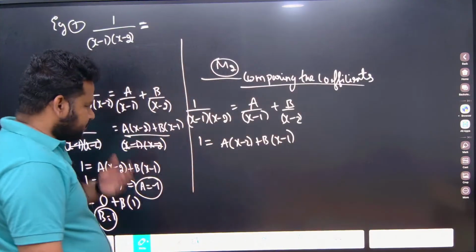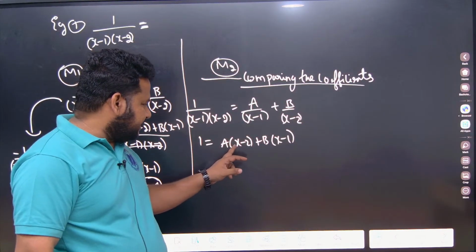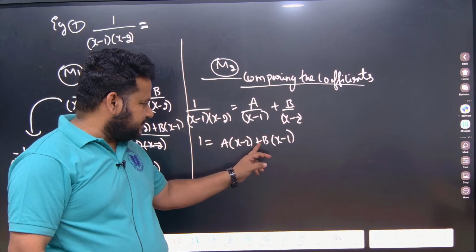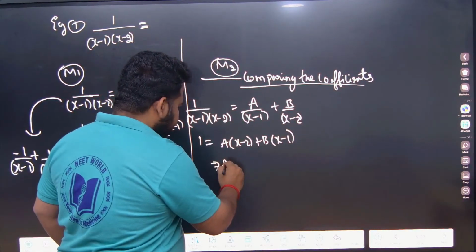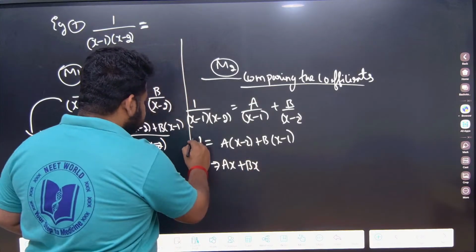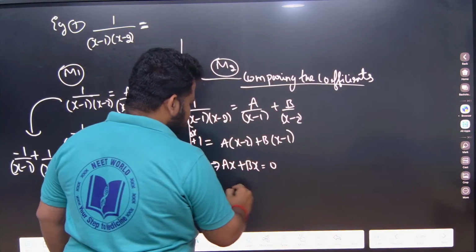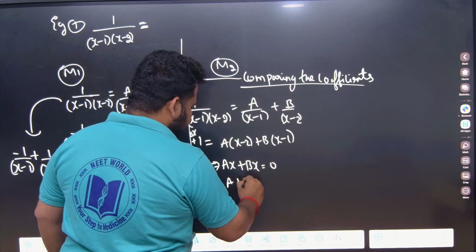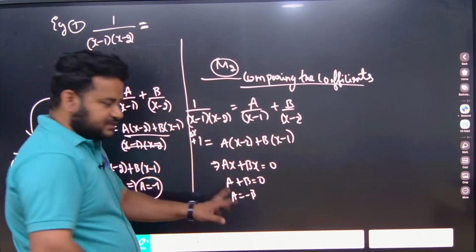Now see here, on comparing the coefficients. Here the coefficient of x is ax, and here it is bx. So I will have ax plus bx. Here, what is the coefficient of x? There is no x, which means I can write it as 0x. So ax plus bx is equal to 0. That gives me a plus b is equal to 0, that gives me a is equal to minus b. This is one relation I will have.